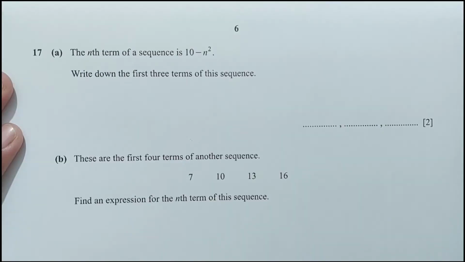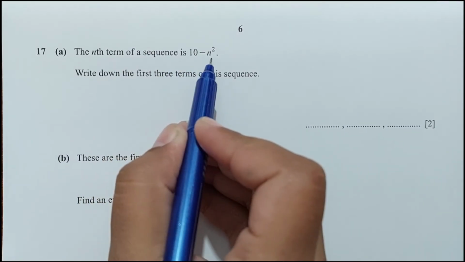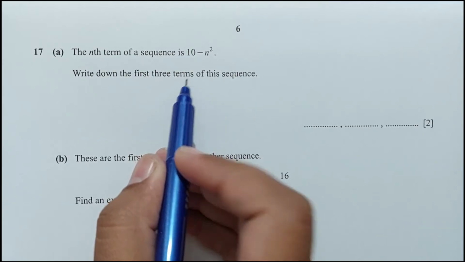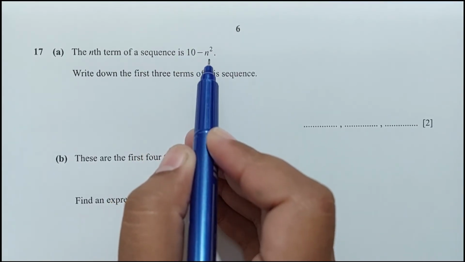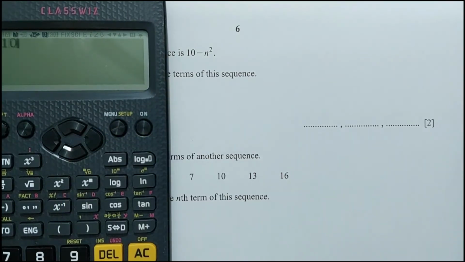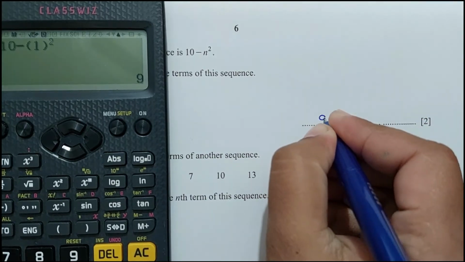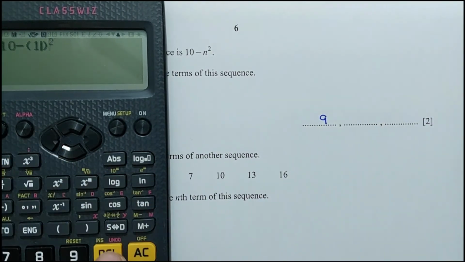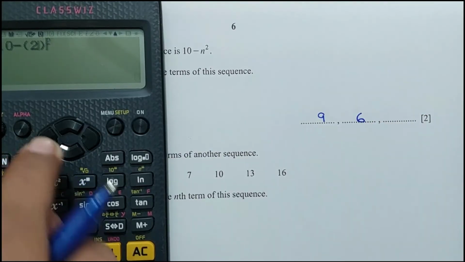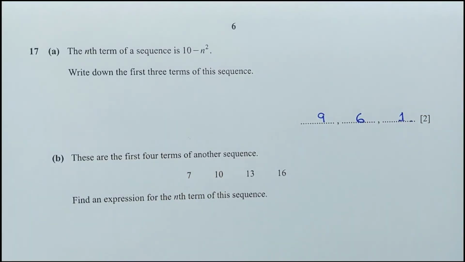Right. Question number 17, part A, the nth term of a sequence is 10 minus n squared. Write down the first 3 terms of this sequence. The first term is 1 squared, second is 2 squared, and third is 3 squared, right? So we have 10 subtract 1 squared is 9. For the second term, we have 10 minus 2 squared is 6. And the third term, 10 minus 3 squared is 1, right?